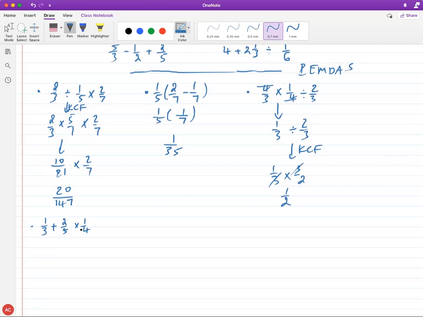So we have addition and multiplication. So what do we do first? Multiplication. That's right. So we're going to do this first before this. So again, the order of operations applies to fractions as well. So addition is here. The multiplication should be done first.